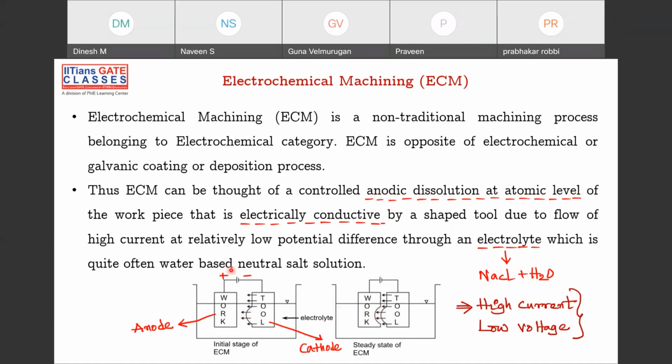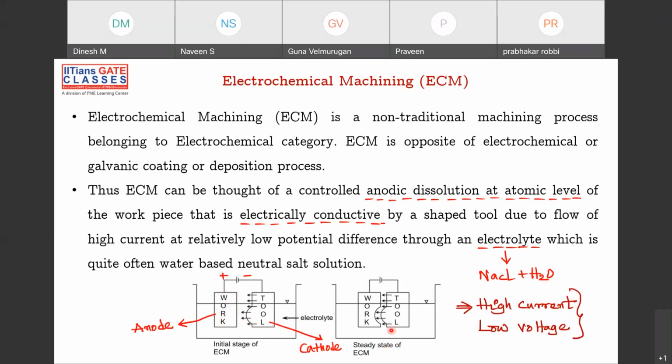In the sense, your material is dissolving at atomic level by having this anodic reaction. What is anode here? This is anode, this is cathode. Anodic dissolution is in the sense the workpiece is getting material removed, the workpiece is being eaten away. So that is why it's called anodic. Workpiece positive, anodic dissolution. The workpiece is getting dissolved slowly with the help of this kind of setup.